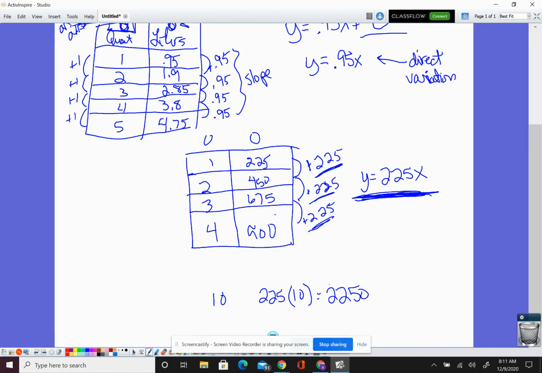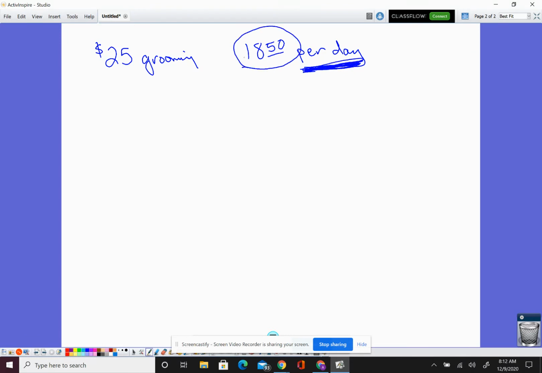Okay, they did give one problem. Okay, so let's look at this one. Just going to say it out. Paul earns $25 for grooming a dog plus $18.50 per day for boarding the same dog. So when you see those words per day, that's telling you that this is going to represent the slope.